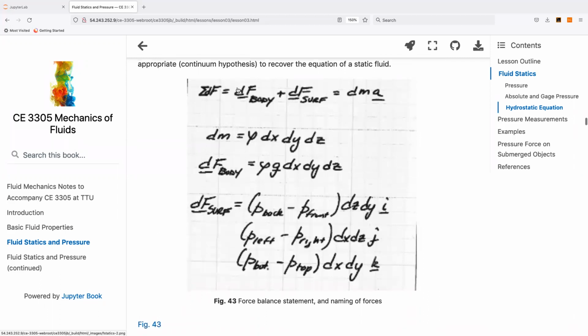We'll put d's in front of everything so we can pretend they're little and don't vary across a dimension very much. Eventually we'll take limits and make everything go away. So the differential mass is simply the density of that cube multiplied by its dimensions, rho dx dy dz.